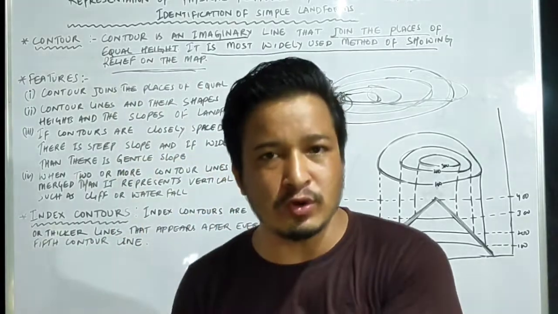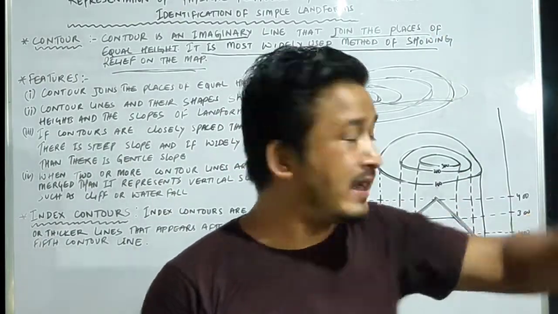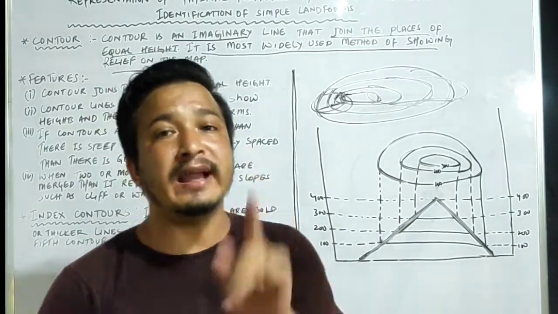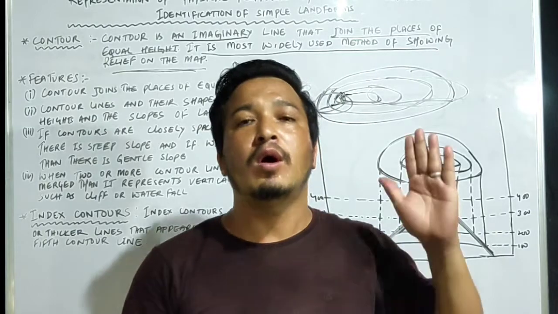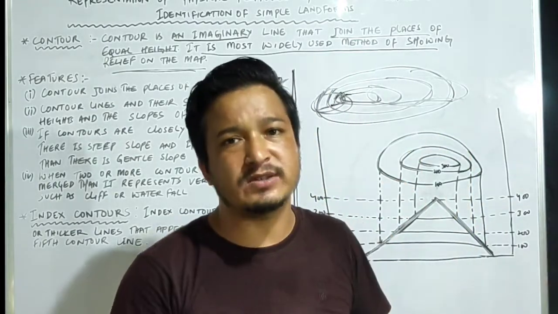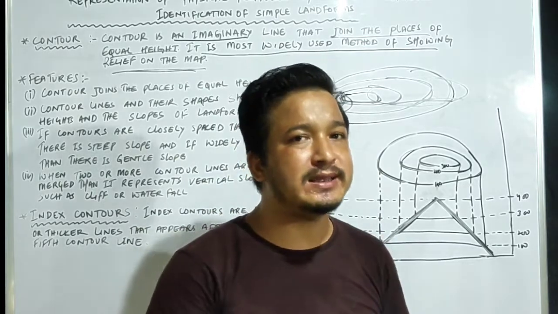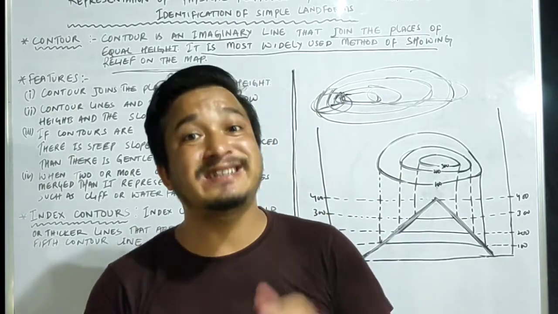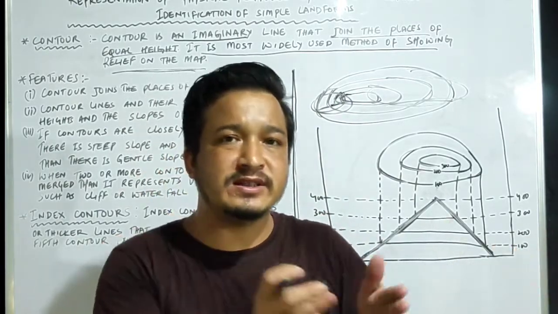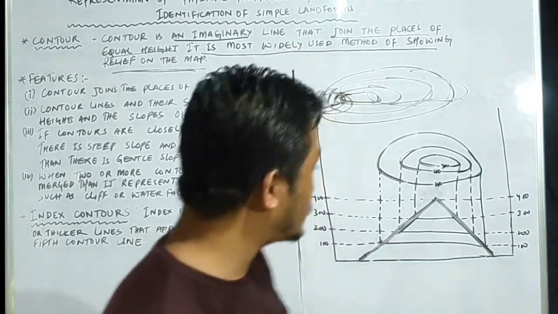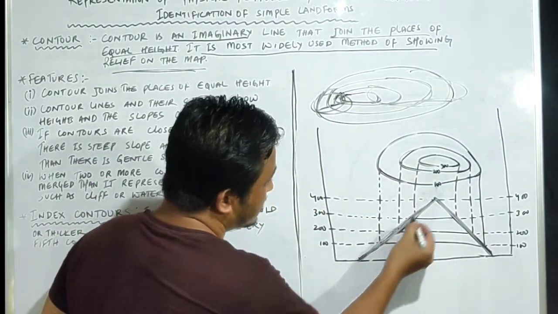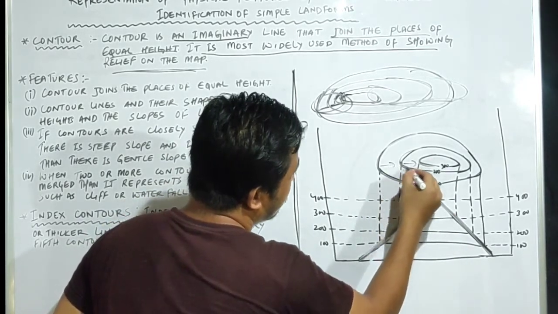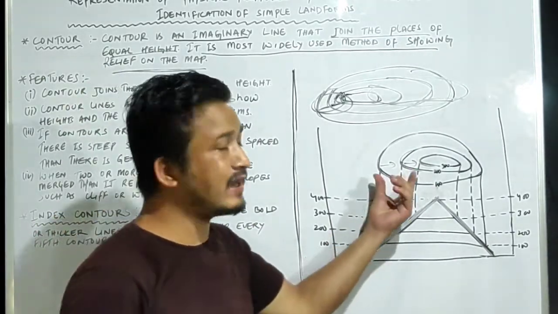So with the help of contour lines, we can find out the height of the place, which is written in between the contour lines. By that we can understand the height of the place, and then we can find out the slope of the land, what kind of slope it has, whether gentle or steep. If contour lines are very close to each other, it means steep slope, and if they are apart from each other, far from each other, that means gentle slope. So here you can see this is a gentle slope. That's why when we made contour lines of this region, we can see they are apart from each other.